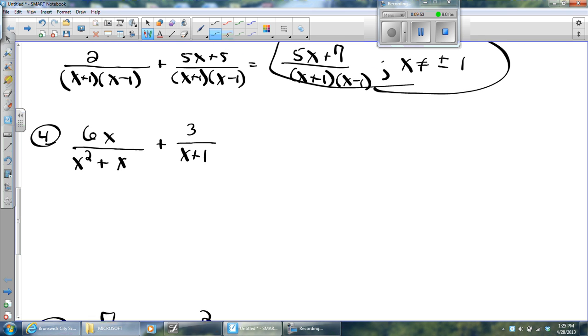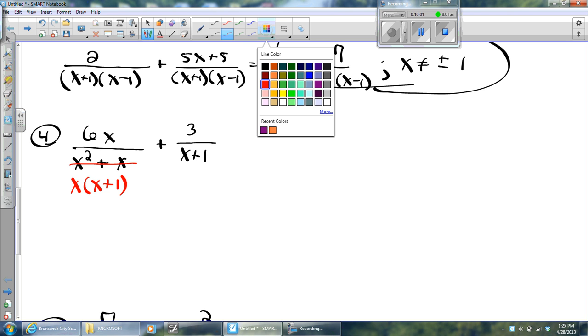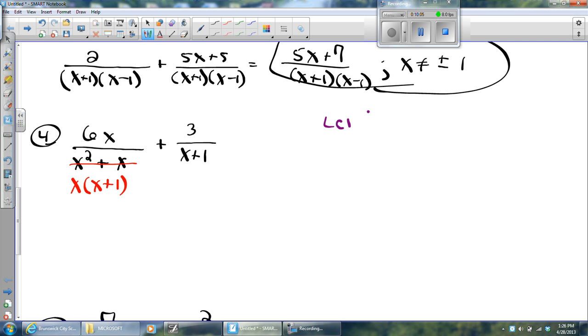Okay, example number 4. Again, we're going to factor. It looks like a GCF problem, so I'm going to pull an x out and be left with an x plus 1. Now when I go looking for my LCD, I know I'm going to need an x, and I know I'm going to need an x plus 1.